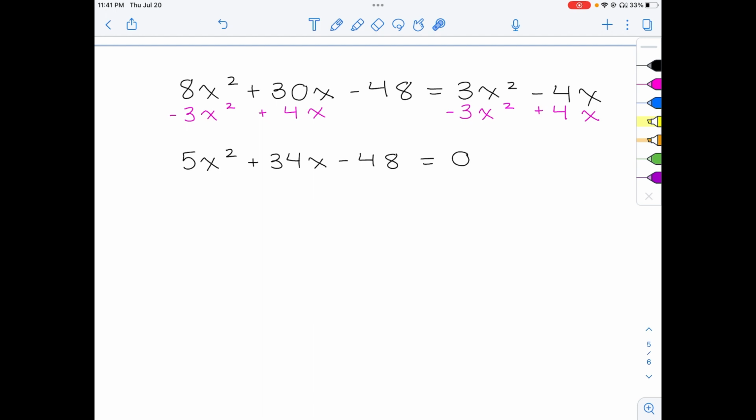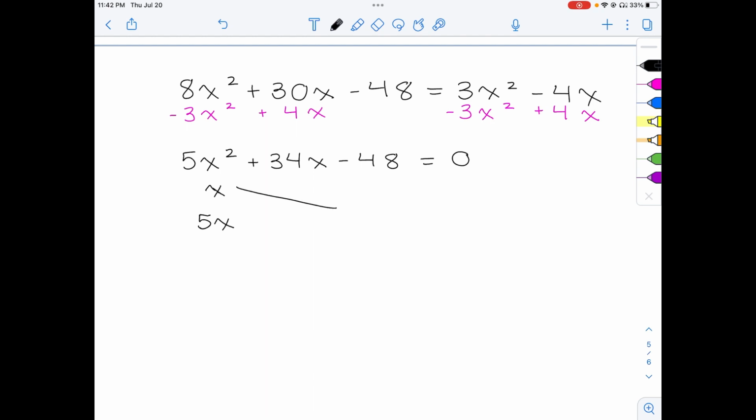I'm just going to go ahead and use either crisscross factoring or decomposition, whatever you prefer. These numbers are kind of big, so I'm going to use crisscross, because it's just my preferred method. Okay, so I'm going to write my two terms that multiply to give me 5x squared. So I would have x and 5x. Those two terms multiply to give me 5x squared.